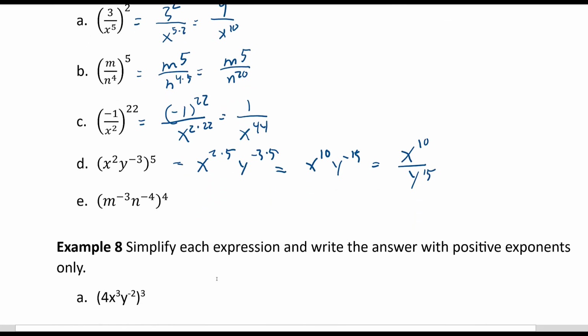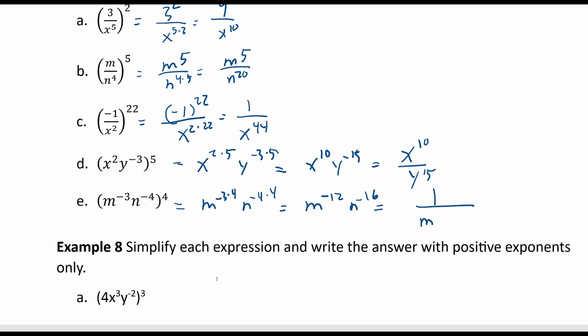And the next one, we have m to the negative 3 times 4, n to the negative 4 times 4. So it's m to the negative 12, n to the negative 16. But for positive exponents, it's going to be 1 over m to the 12th, n to the 16.